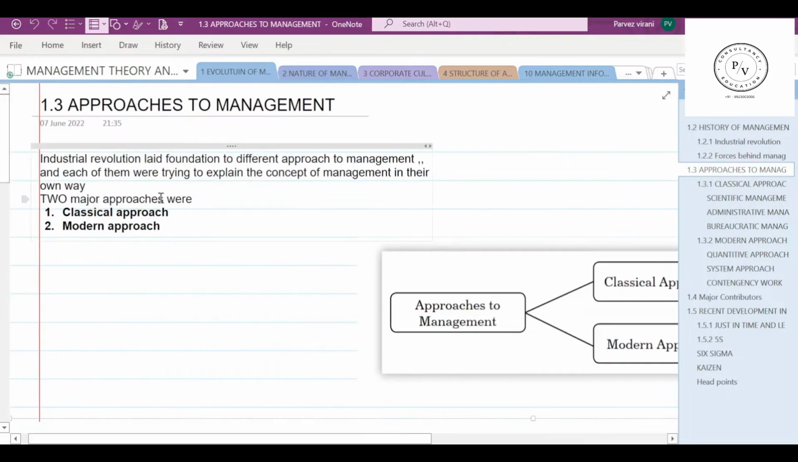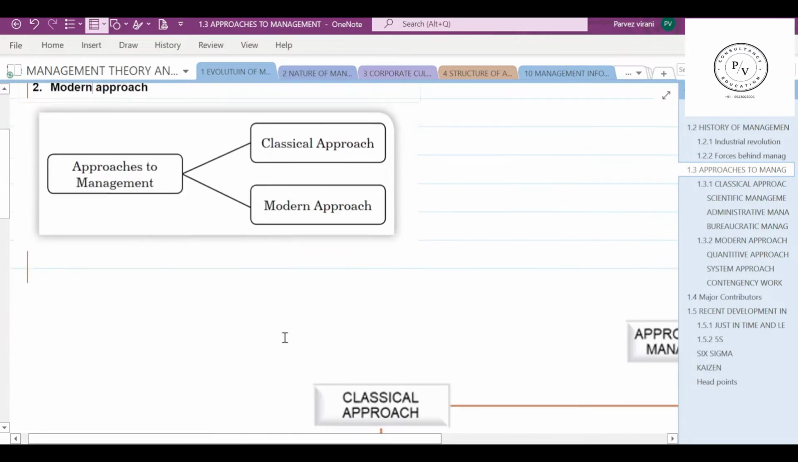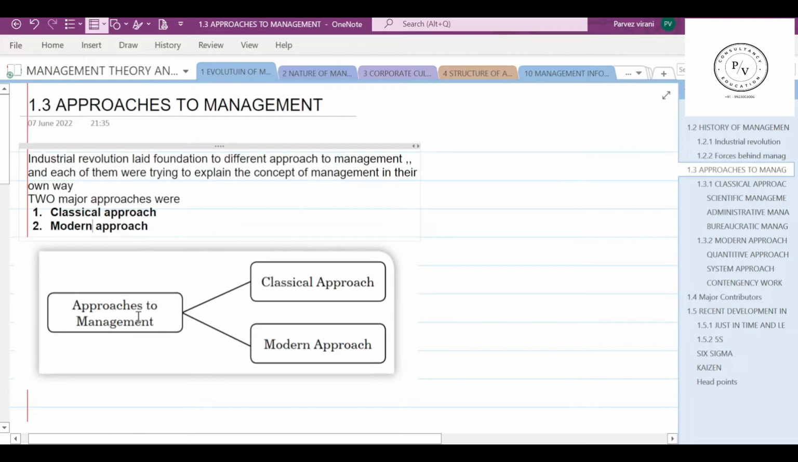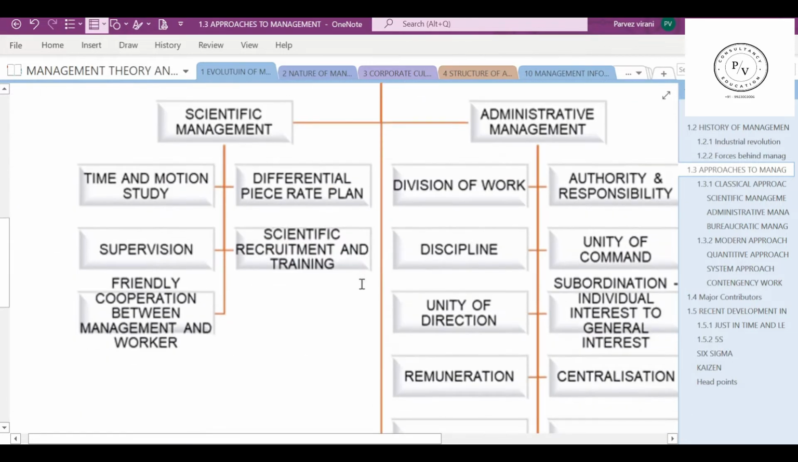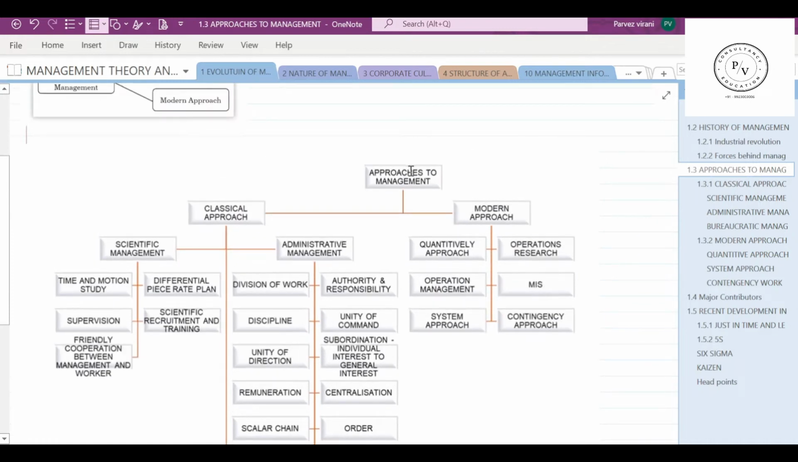Let's go to 1.3, approaches to management. When we say approaches to management, there are basically two major approaches. The Industrial Revolution laid down a foundation for different approaches to management, and each of them tried to explain the concept of management in their own way. Two major approaches: classical approach and modern approach. Now, when we bifurcate this in more detail, this is the chart that I have created for myself.